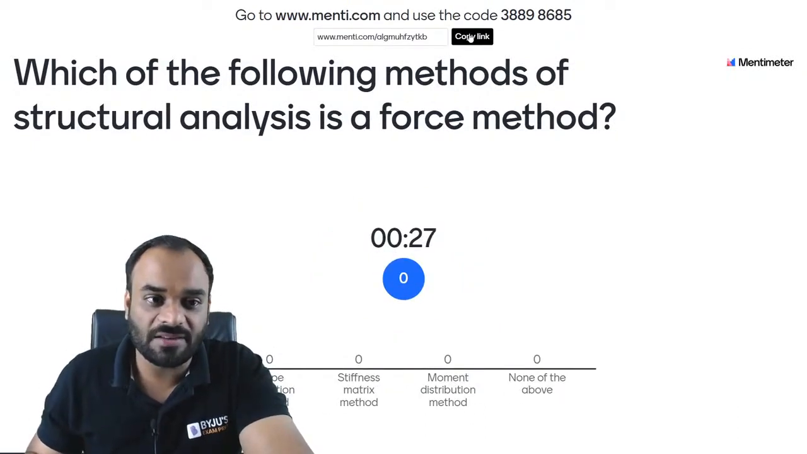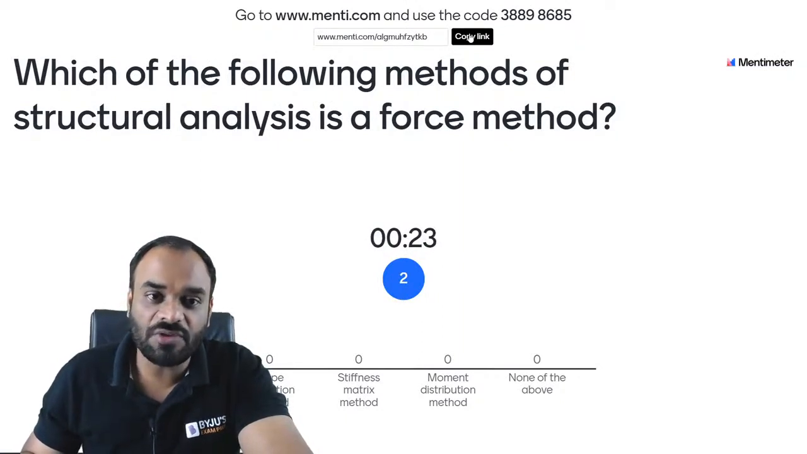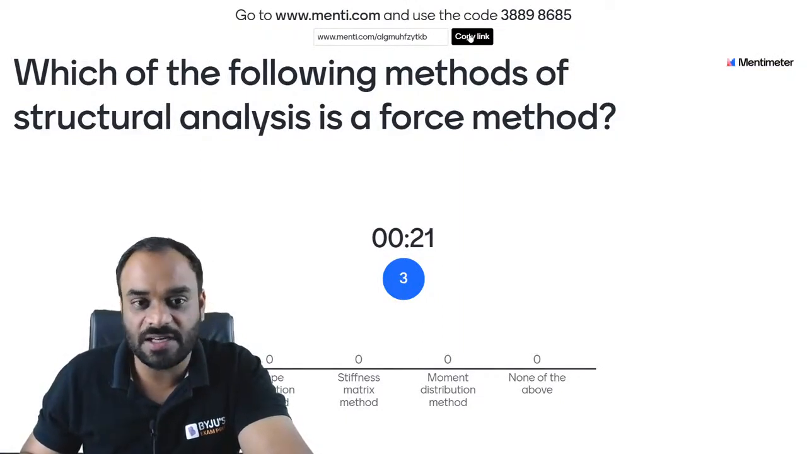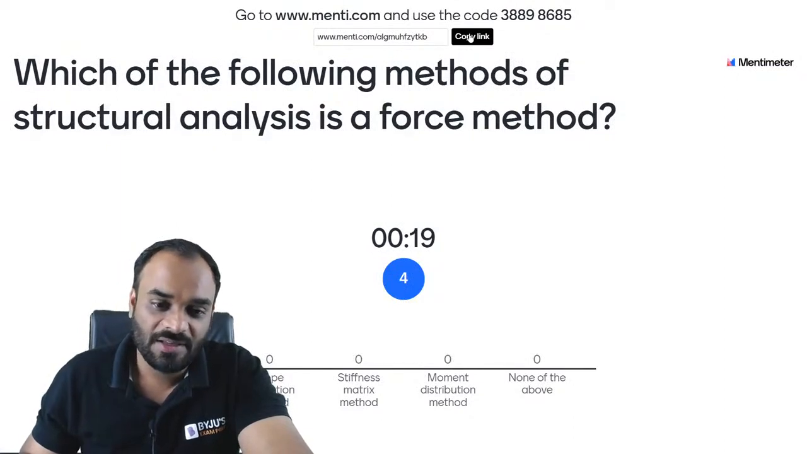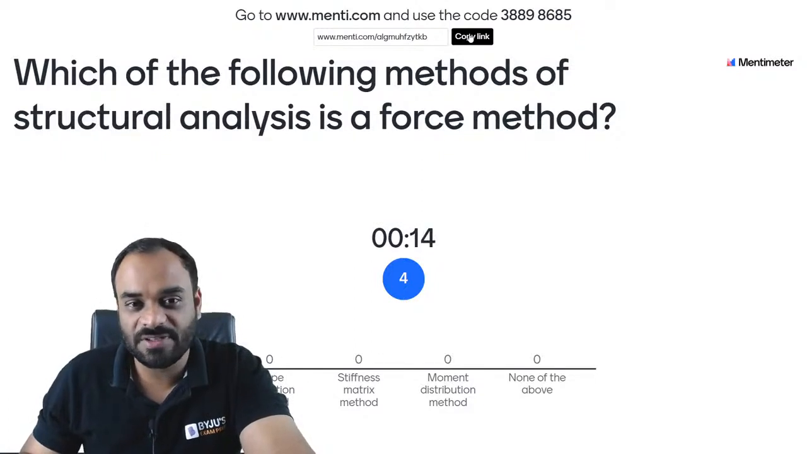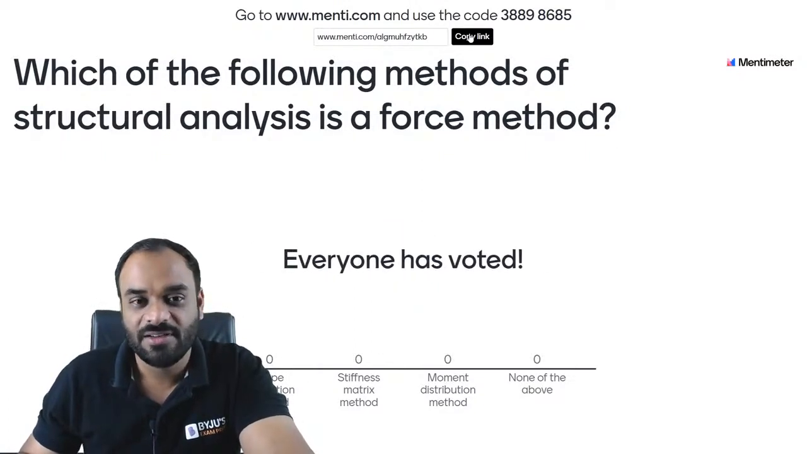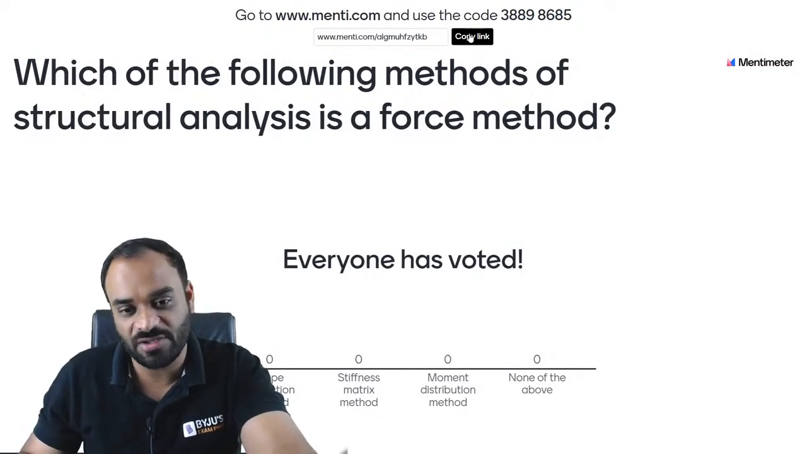Which of the following methods of structure analysis is a force method? Tell me, guys. Which of the following method of the structure analysis is a force method? Very simple question, right? Because in menti.com we have some restriction. We are not able to put some special characters or special symbols, right? That's why you have some simple question over here also, right?